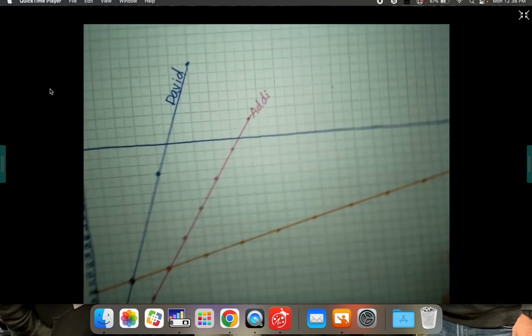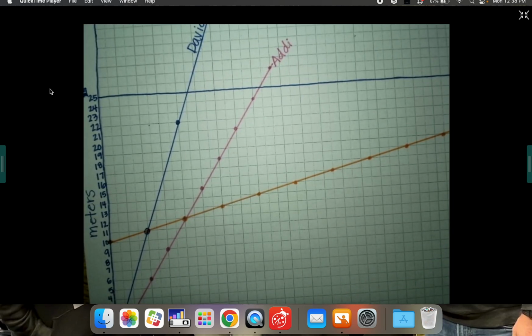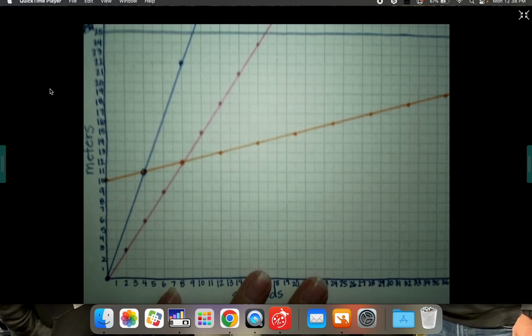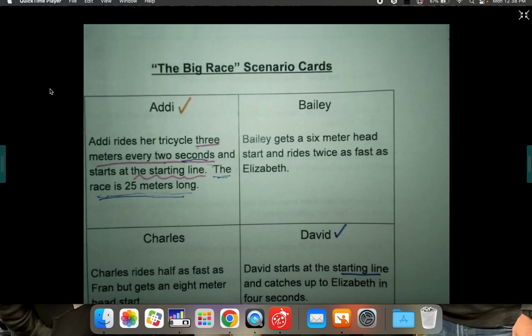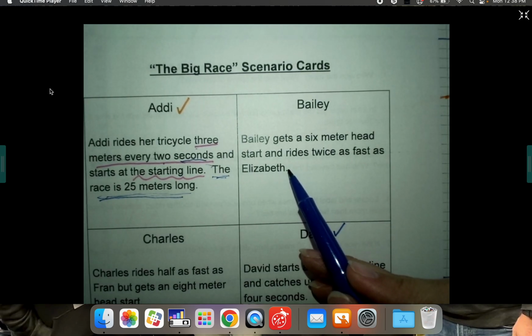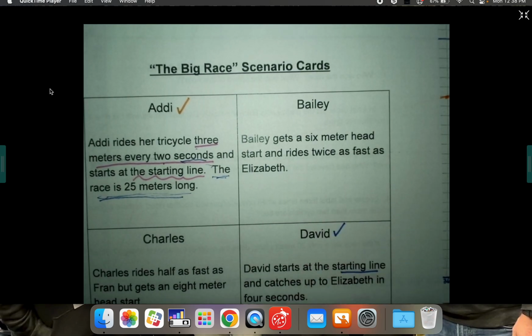There you go. Okay, I'm going to mark his off. So we are halfway done with all of our graphs. The next one, I'm just going to go back to... oh, Bailey's depends on Elizabeth too, doesn't it? Let's do Bailey's next. We can go back to hers.